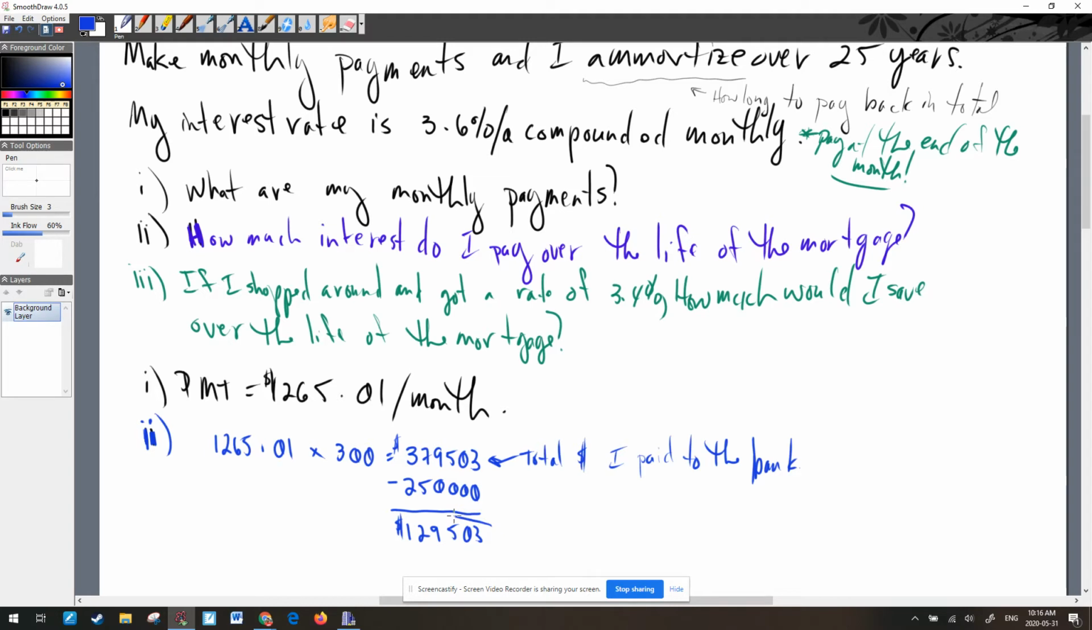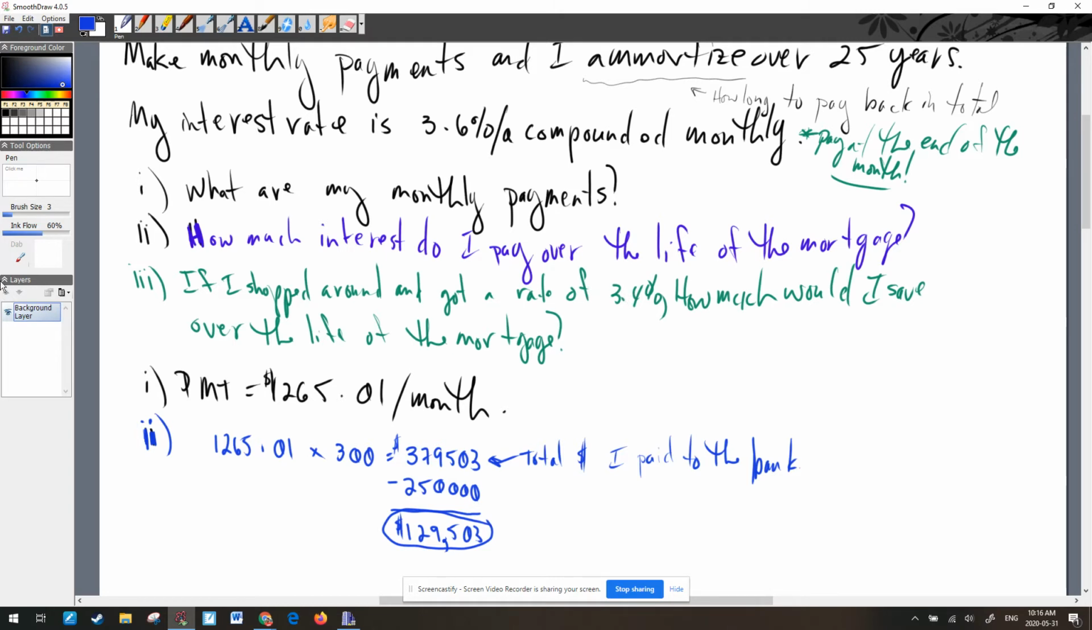So we paid nearly $130,000 in interest over the life of our mortgage. And while that seems like a staggering number, that's actually quite low. So, final question here. If I shopped around and I got a rate of 3.4%, so not way different, right? 3.6% down to 3.4%, how much would I save over the life of the mortgage?